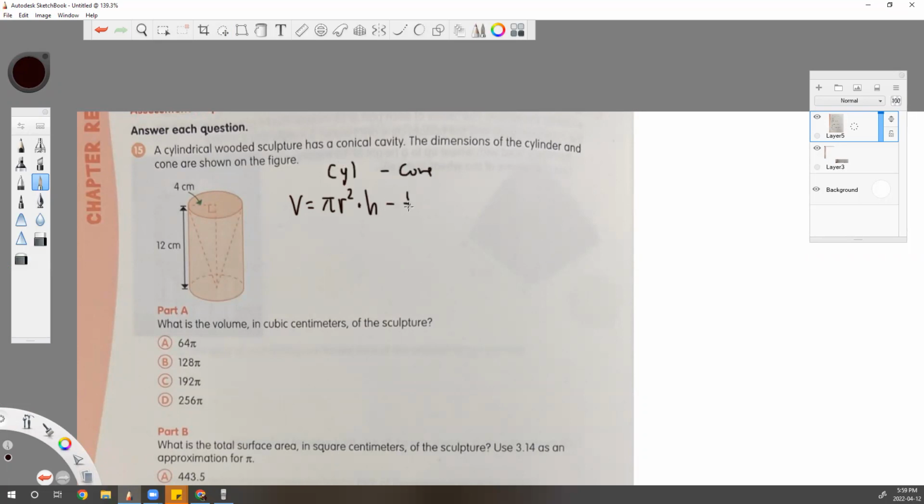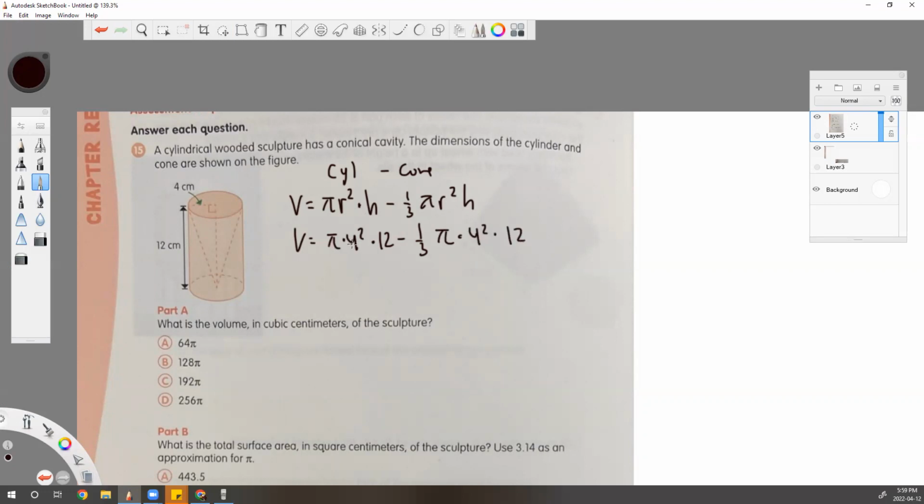The cone is 1/3 of pi r square times height also. But the question is giving you in terms of pi. So you don't have to write pi as 3.142, just only pi times 4 square, right? Times 12 minus 1/3 times pi times 4 square times 12.